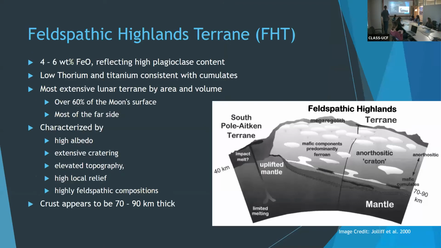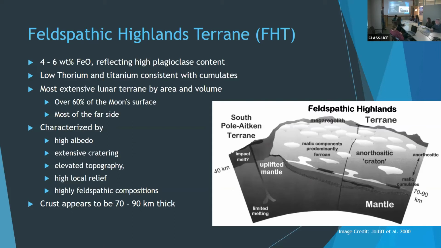All right, and then the last of the three main terrains is the feldspathic highland terrains, or the FHT. So this is about 4 to 6 weight percentage of iron, which reflects that high plagioclase content. Very low thorium content, which is, again, consistent with that magma ocean theory of the less dense cumulus rising up, whereas everything else sank down. So it is the largest terrain, as we were saying, by area and volume, covers about 60%, if not a little more, of the moon's surface. And again, it's mostly on the far side.